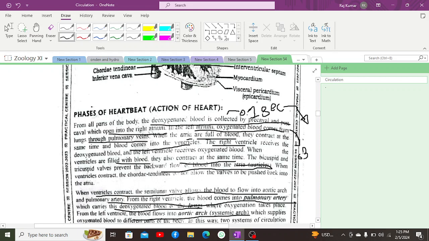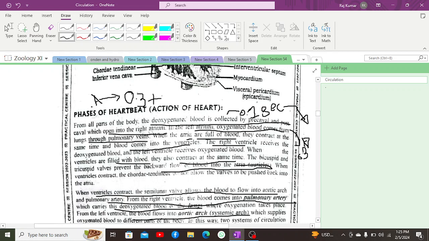During the period of ventricular systole, the atria remain relaxed. So during ventricular systole there is atrial diastole, which means the atria remain relaxed, and that lasts for around 0.3 seconds, because 0.3 second is the ventricular systole, and here 0.3 second is the atrial diastole.